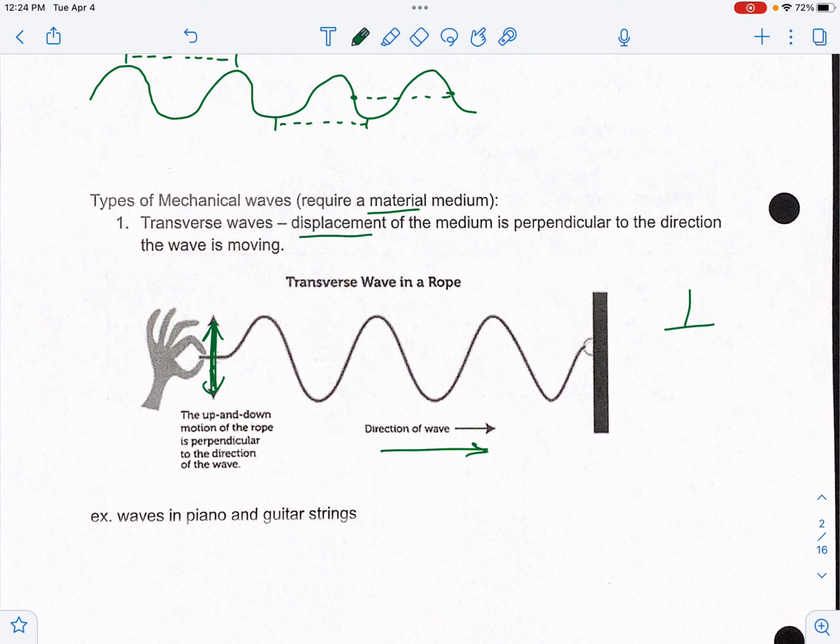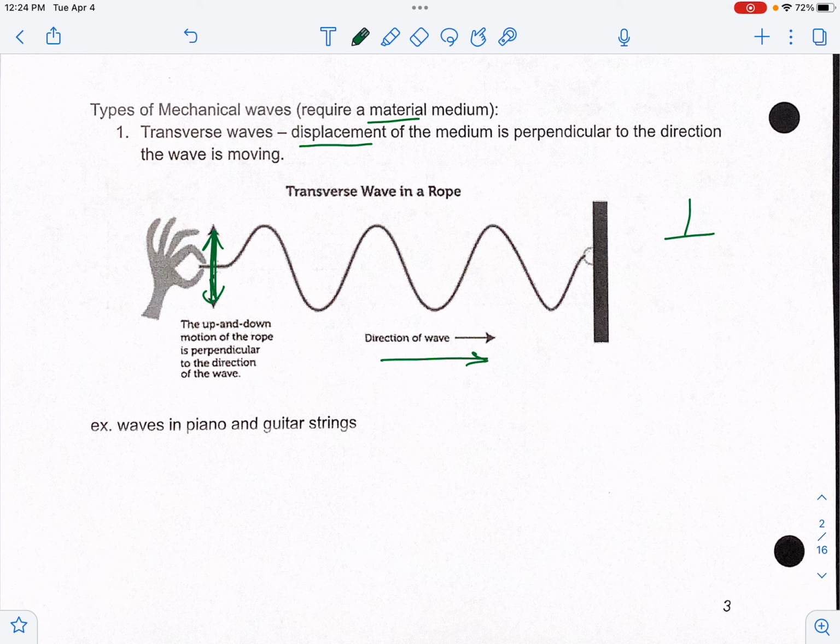Okay, so like waves in a piano or a guitar string. So when I'm strumming a guitar string, I'm using my pick, it's going up and down. Okay, but if you ever actually take a slow motion video of a guitar string, the wave of the string, or the guitar string, is actually doing this.